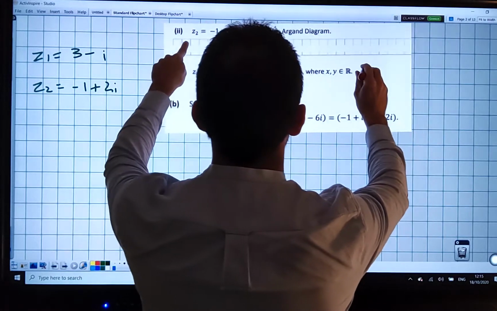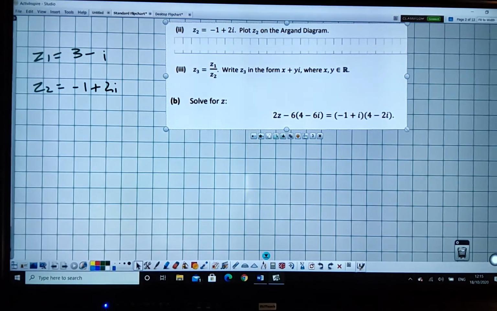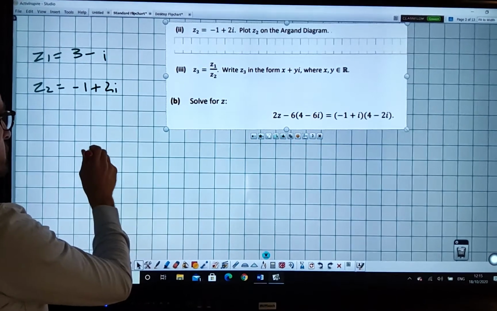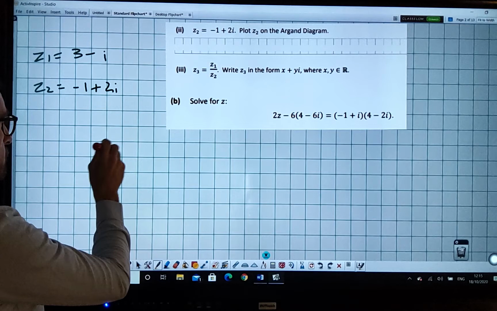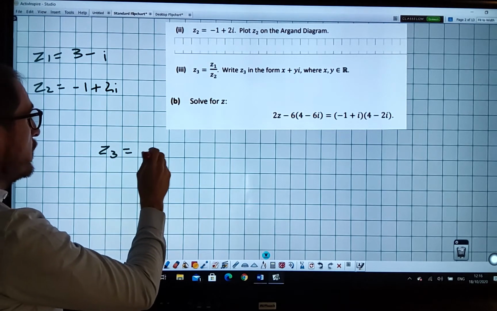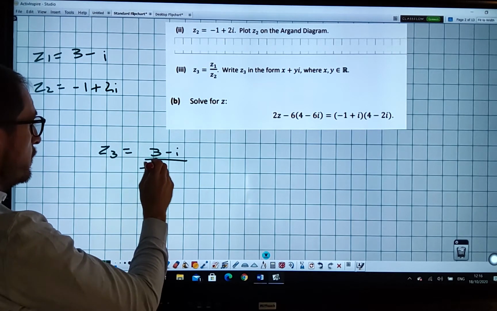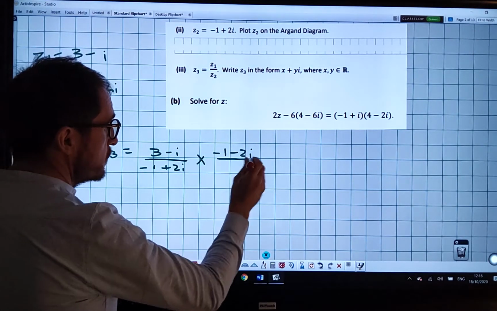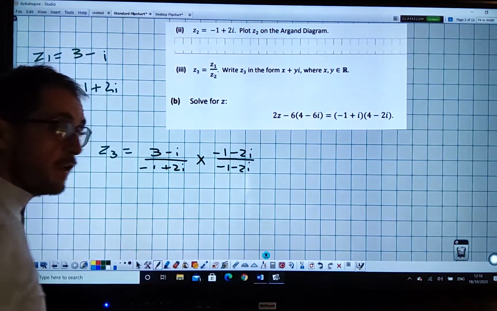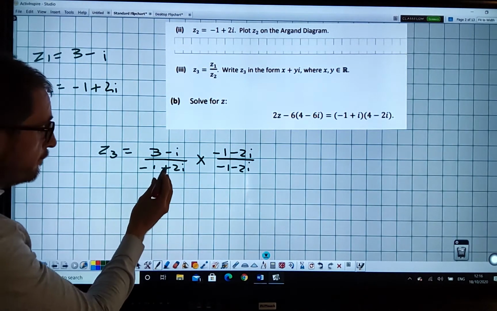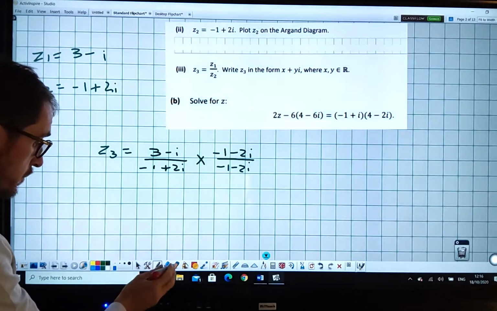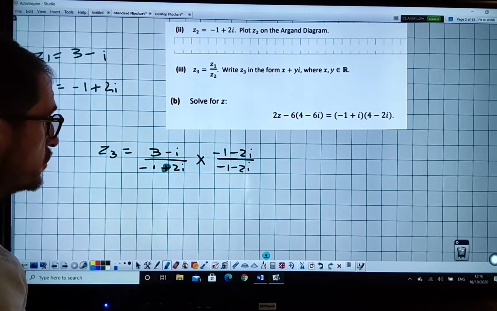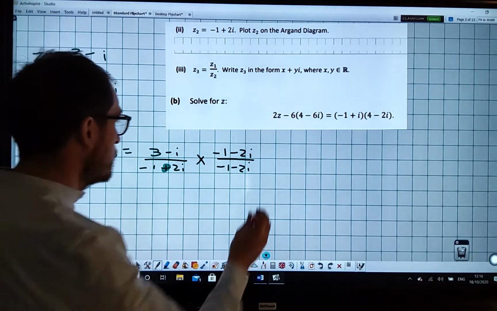Now the next part is write that in the form. So you see this every year. z3 equals z1 over z2. Write it in that form. So z3 is going to be equal to 3 minus i over minus 1 plus 2i. You're going to multiply by minus 1 minus 2i. So you always multiply. So you see a pattern here. This comes up at the same time every year. The opposite sign this year. So whatever that sign is, you change it to the minus. Or if it's a minus, you change it to a plus. And then you just multiply these out.